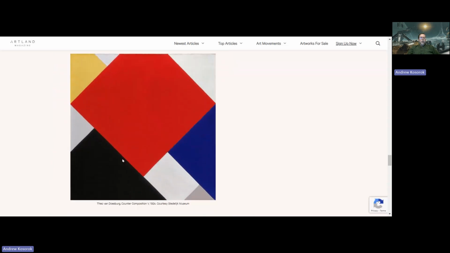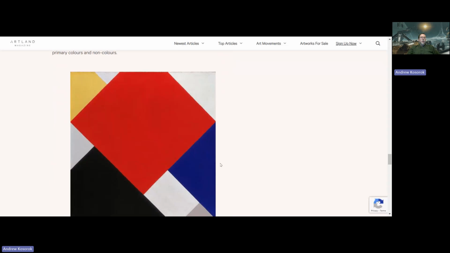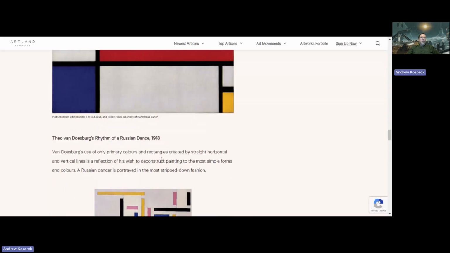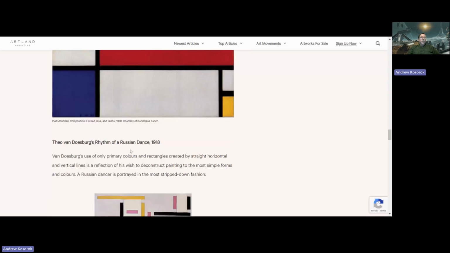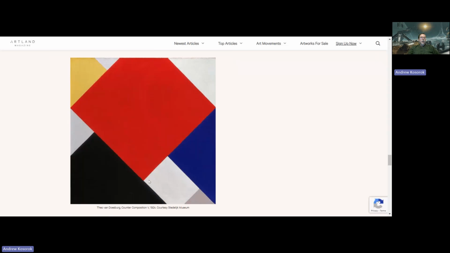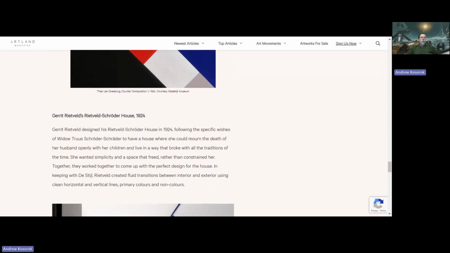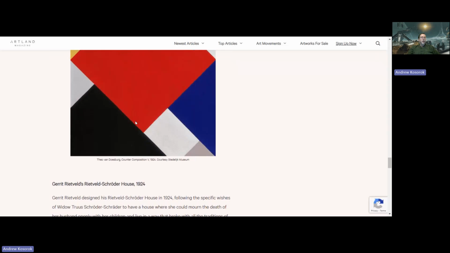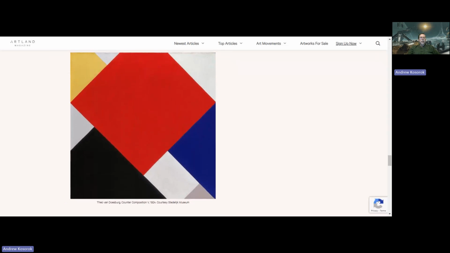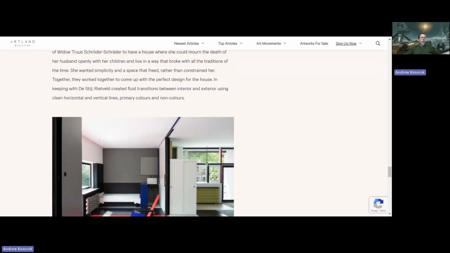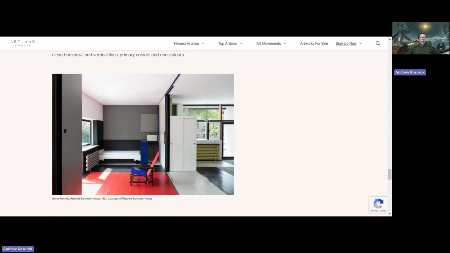Now, this is Van Doesburg as well, and you can see the biggest difference between him and Mondrian is that he liked having his squares on the corner. He liked diagonals. But you see that everything else is very similar. We have very simple use of color and very strong geometry shapes. And this is a beautiful example of a De Stijl style house.